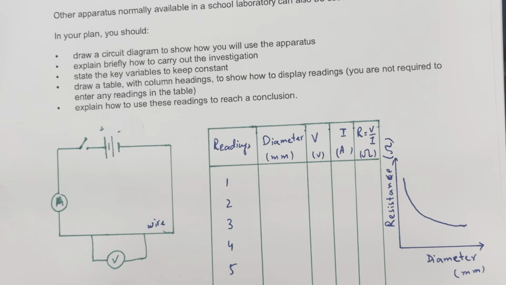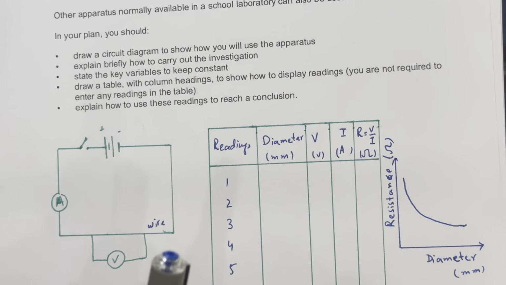Now explain briefly how to carry out this investigation. We will carry out this investigation by taking 6 wires of different diameters, but their length should be kept constant and they should be of the same material, so it would be a fair comparison. This is a very important point. The length of the wire and the material should be kept constant for the sake of fair comparison. Okay, state the key variables. I have stated.